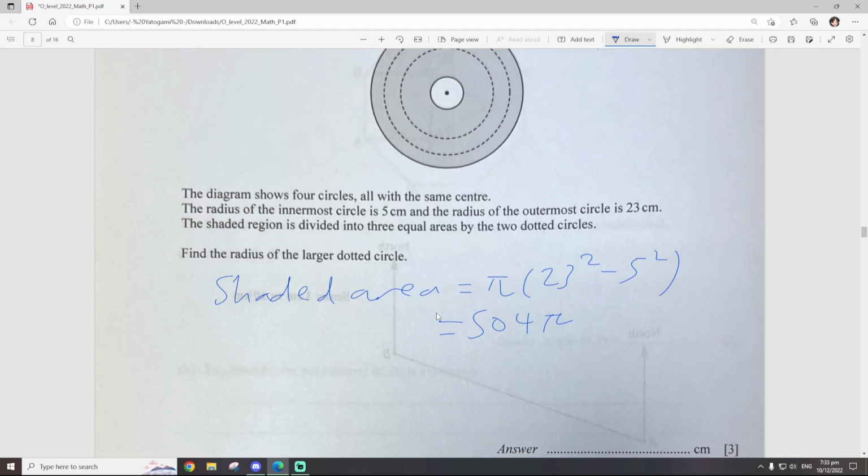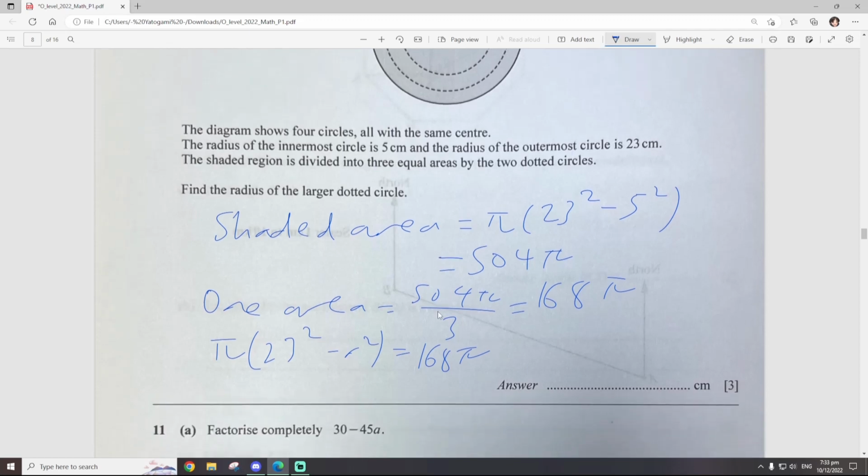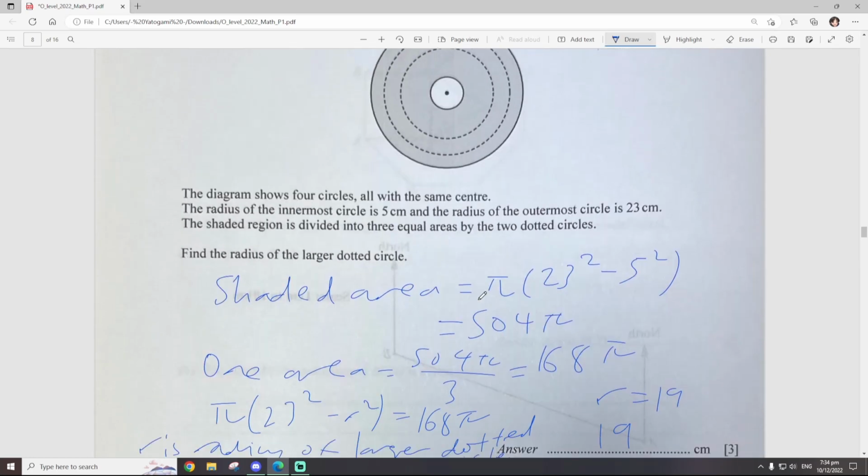One area equals 504 pi divided by 3, which is 168 pi. So pi times 23 square minus r square equals 168 pi. And what is r? r is the radius of the larger dotted circle. Okay, and you will get r equals 19 exactly. So that is the thought process. It's actually quite interesting.